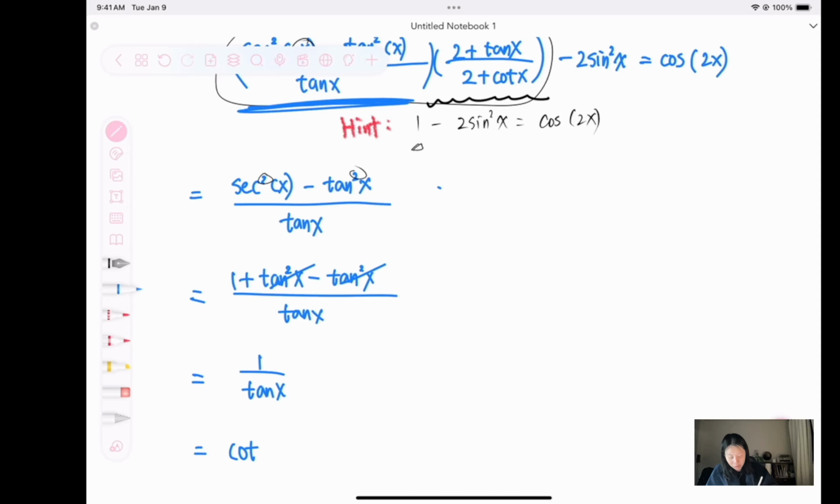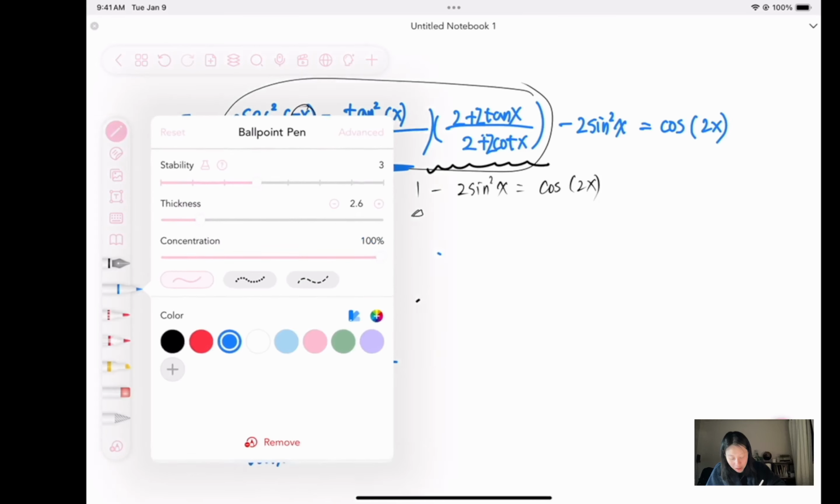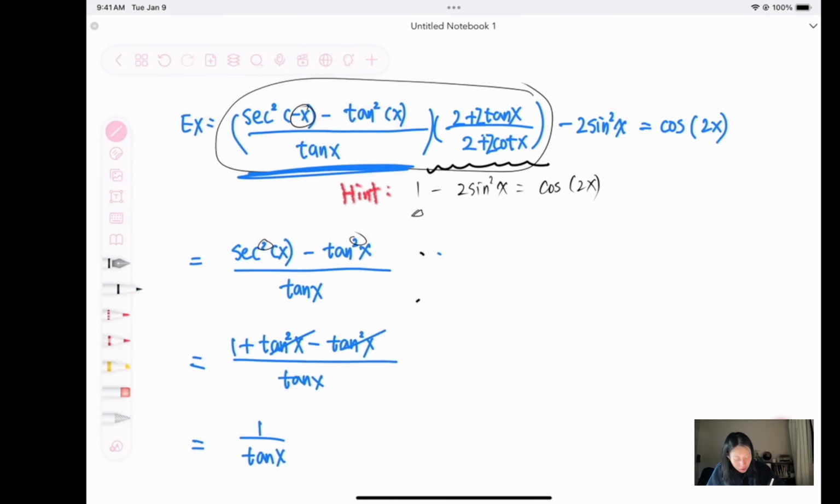Or this can be cotangent. Depends on later which one seems easier for us. It is either 1 over tangent x or cotangent. Now, the second part, with a 2 times. I copied this wrong, so if it doesn't work out, it's my fault. So this should be 2 and 2. I'm missing a 2 here. Okay, so the first step is I need to factor the 2 out. I have 2 times 1 plus tangent x over 2 times 1 plus cotangent x.